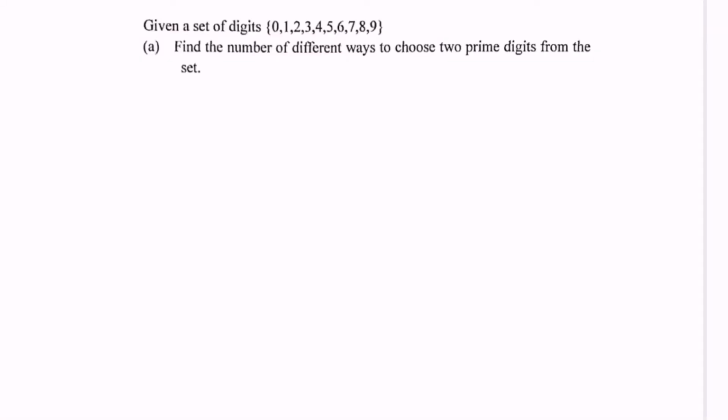Hello everyone, in this video I'm going to discuss the example for permutation. Given a set of digits where we have 0, 1, 2, 3, 4, 5, 6, 7, 8 and 9. So where we have the even and also the odd. Find the number of different ways to choose two prime digits from the set.